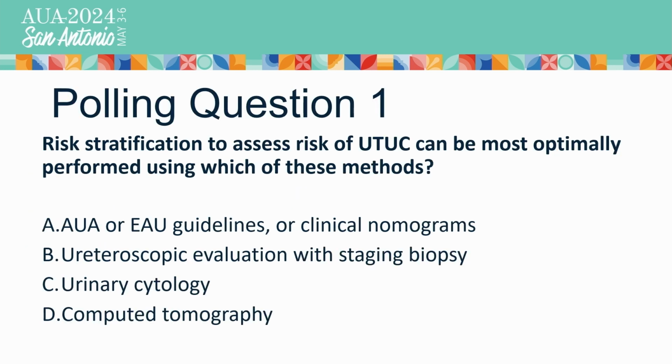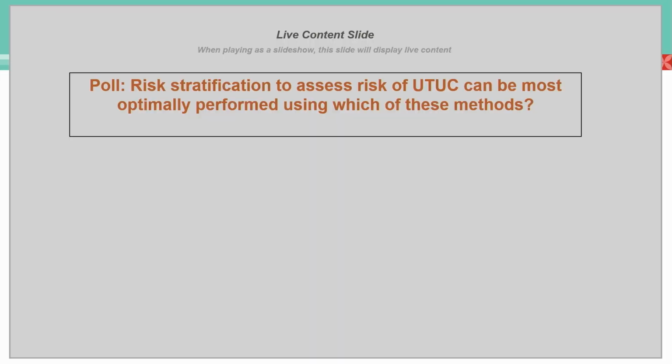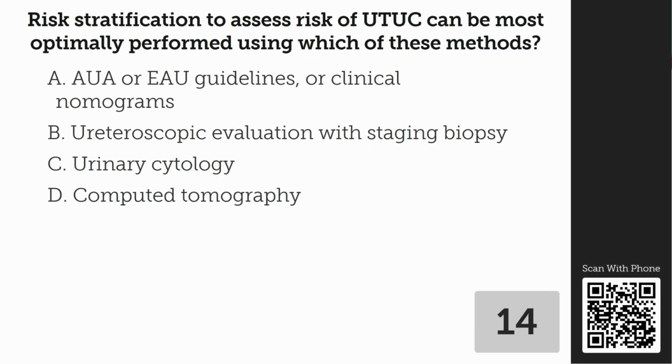Okay, polling question number 1. Risk stratification to assess risk of upper tract urothelial cancer can be most optimally performed using which of these methods? A, AUA or EAU guidelines or clinical nomograms. B, ureteroscopic evaluation with staging biopsy. C, urinary cytology. D, computed tomography. You can start entering your answers now in the next 15 seconds.